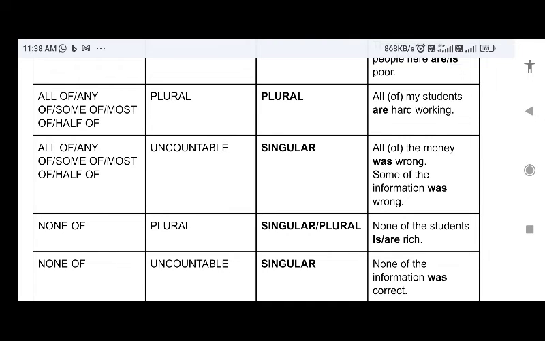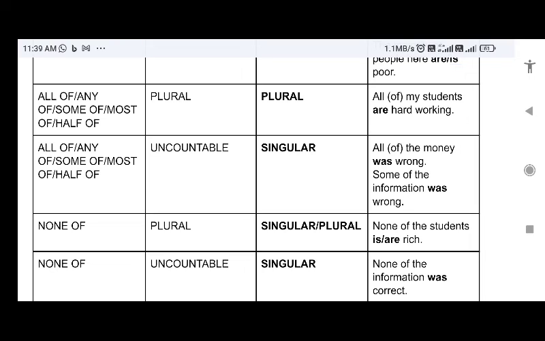Otherwise, generally information is uncountable, and you cannot add s to information. It is the same with cattle, furniture, and scenery. These words do not take s when they are expressed in plural. Their form is intact. You cannot add s to it. The only thing you have to change is the number of the verb, in order to show whether you want to express it in singular or plural. That's how the whole thing works.